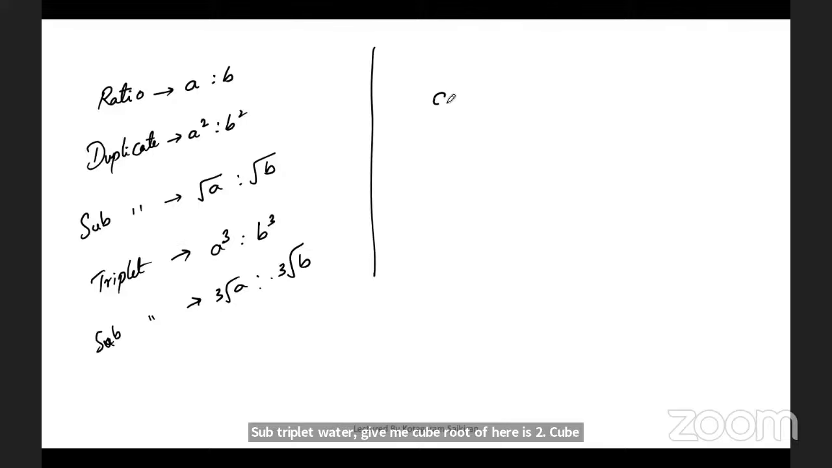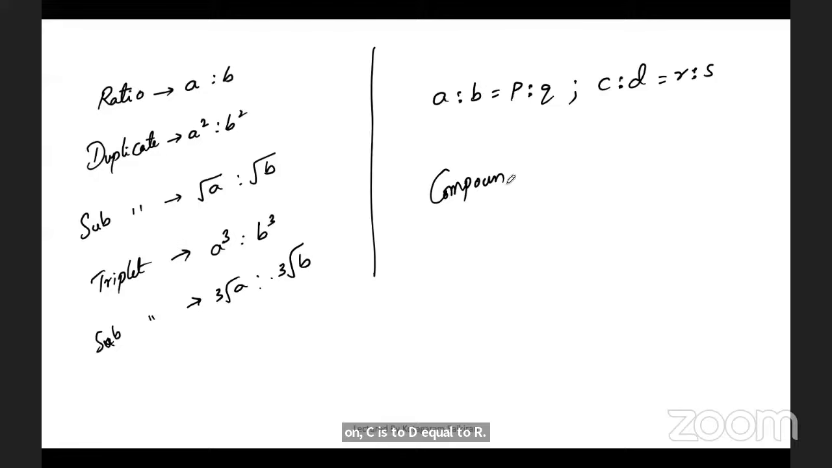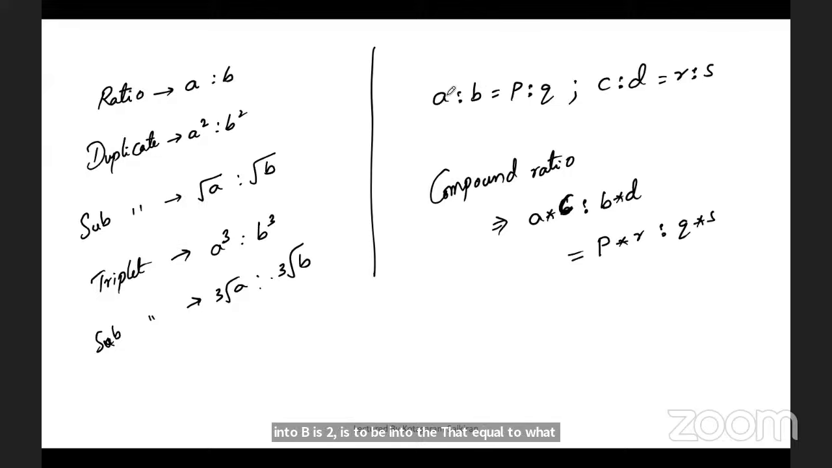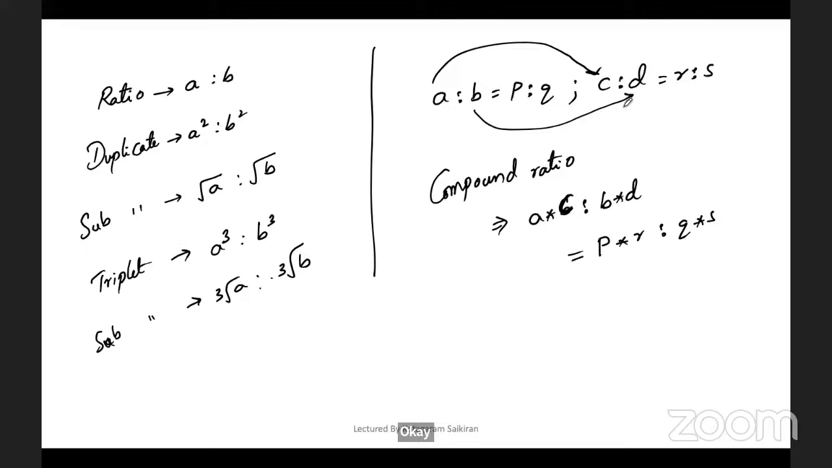Along with this, if A is to B equals P is to Q, and C is to D equals R is to S, then the compound ratio is nothing but A into C is to B into D, which equals P into R is to Q into S. Compound ratio means you multiply all the first terms, and then all the second terms, and take the ratio of those. Okay? Understood? Understood, everyone?